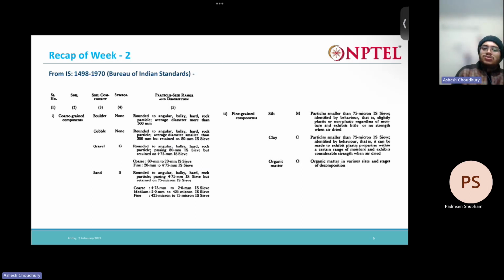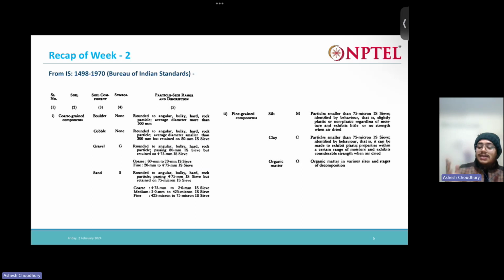So what are coarse grained soils? Size greater than 75 micron. And what are fine grained soils? Size lesser than 75 micron. Correct. So coarse grained soil and fine grained soil. Now for coarse grained soil, you can see the various classifications given here.